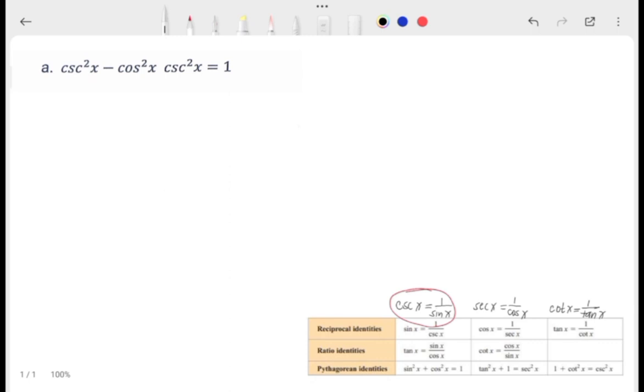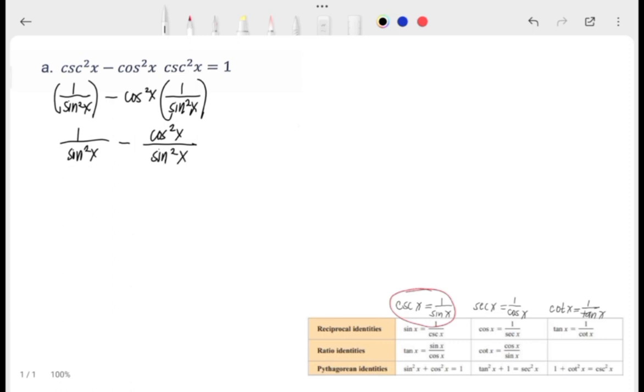We use cosecant x equals 1 over sine x to transform the expression. Since this is squared, we then square the sine x. We then multiply their bases, and it will result in 1 over sine squared x minus cosine squared x over sine squared x. Since they both have the same denominator, we copy it and subtract the numerators, and it will result in 1 minus cosine squared x over sine squared x.